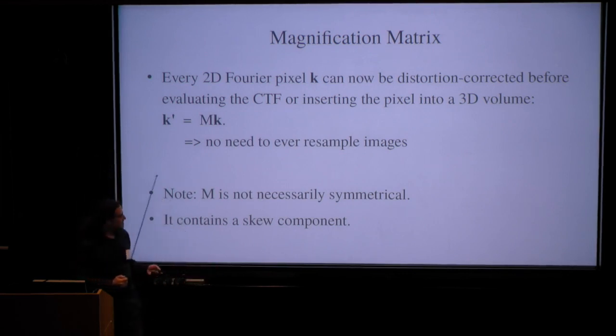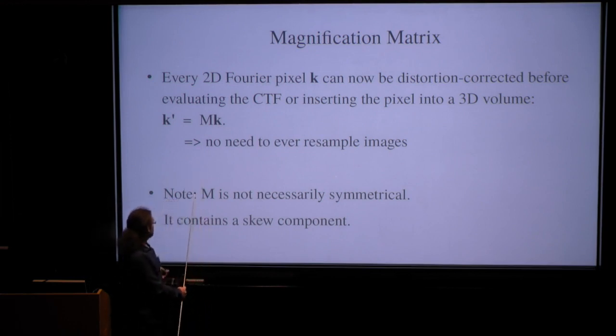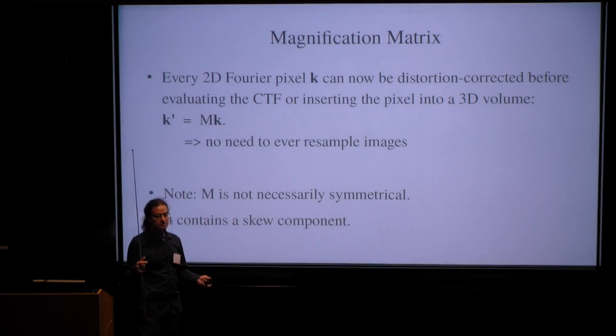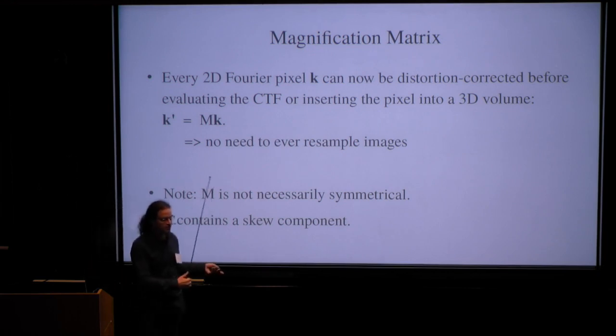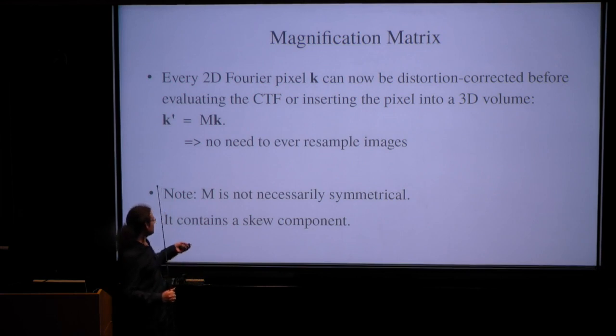Also, another caveat: the M is, I have defined it as general as possible. It's really a general 2x2 matrix, so it's not necessarily symmetrical. So it cannot necessarily be expressed as just 2 magnifications and an angle in between. But it can also have a skew component. This is known for light cameras. We have seen no evidence that it actually happens in cryo-EM, but RELION would support it. And if you would like a symmetrical matrix, you can symmetrize it.